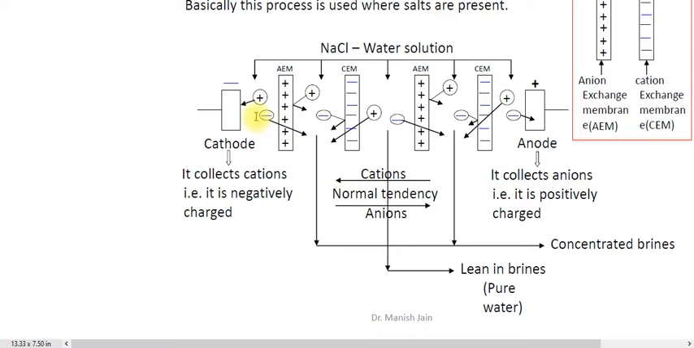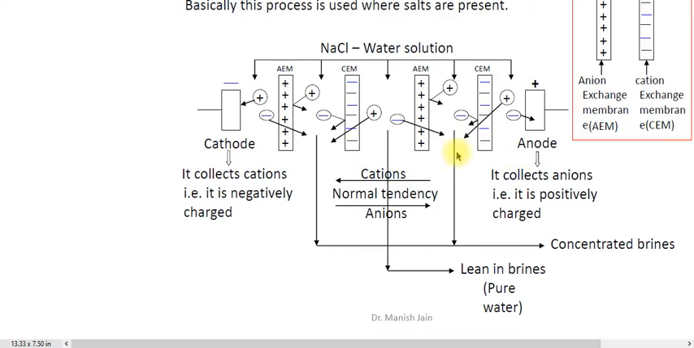So what will happen to this positive ion, the Na positive ion? The Na positive ion will take the charge from the cathode, and then it will mix with water and create NaOH, caustic soda. Similarly, here the Cl negative ion will move towards the anode, and it will give up its charge, and it will make either the HCl solution or Cl2 gas.